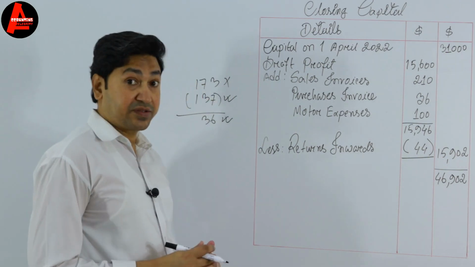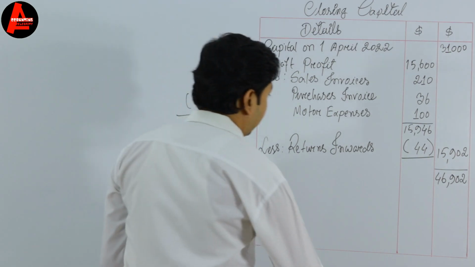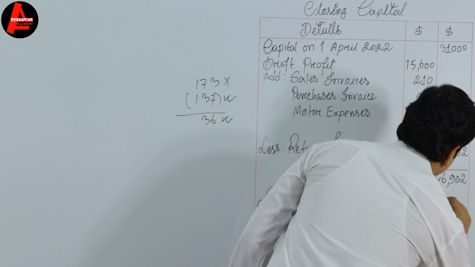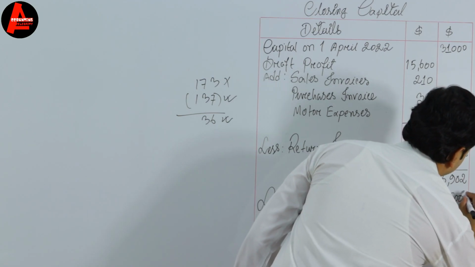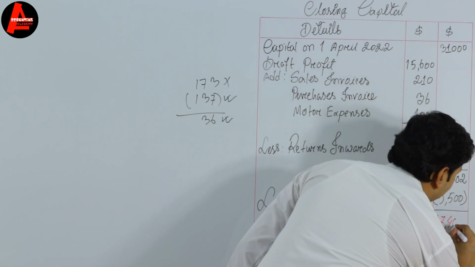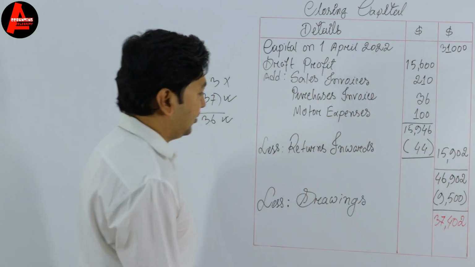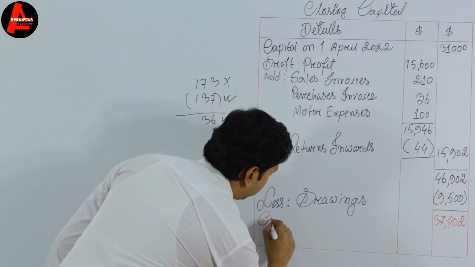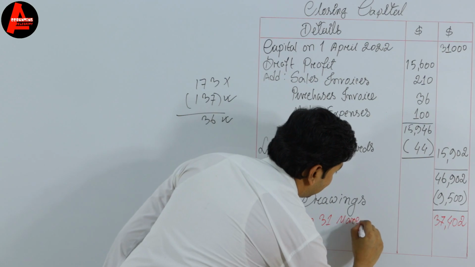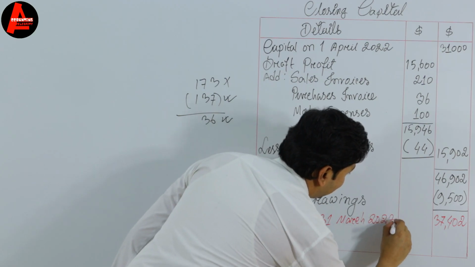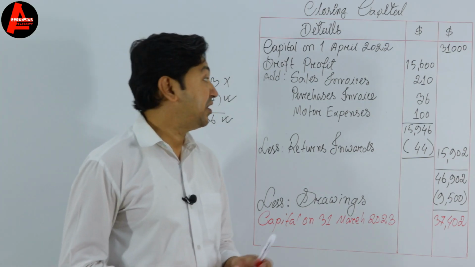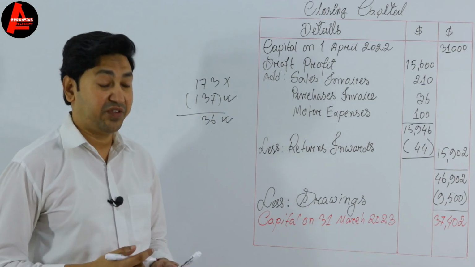Great. Now we will subtract the drawings. Let us write here less drawings, $9,500. If we minus, we get $37,402. So this is our capital on 31st March 2023. This will be a bit complicated, so I recommend please watch this video once or twice, then it will be very clear for you.